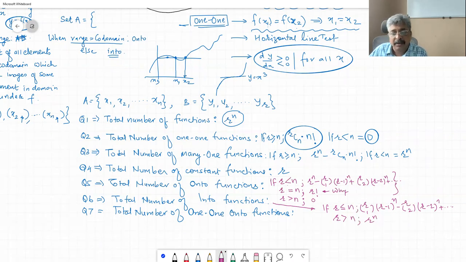Okay, and then the total number of one-one onto functions is n factorial. Okay, these are the answers. You cross check your answers.